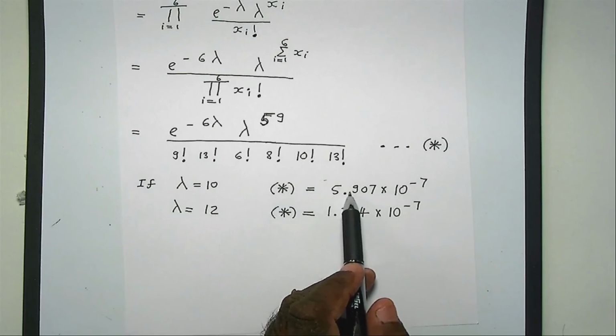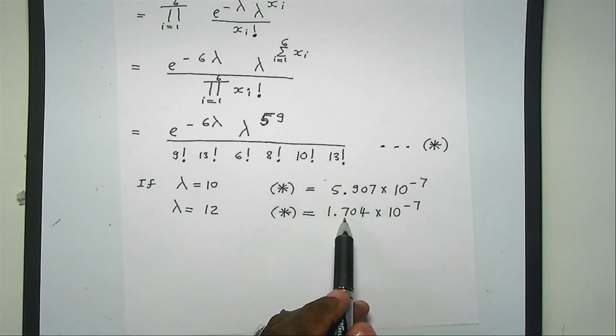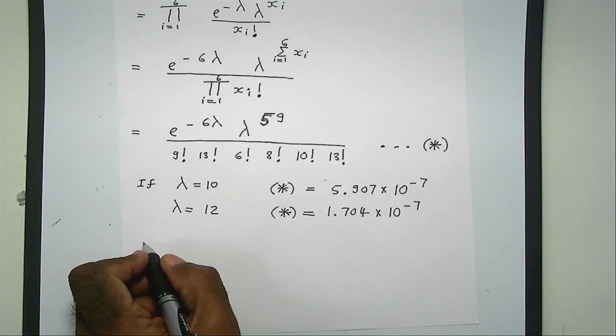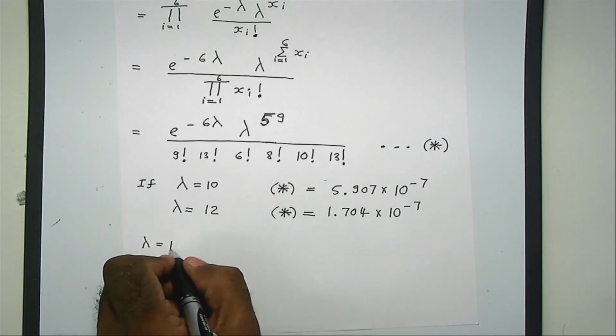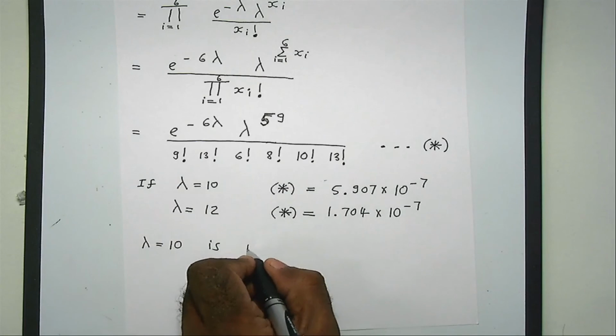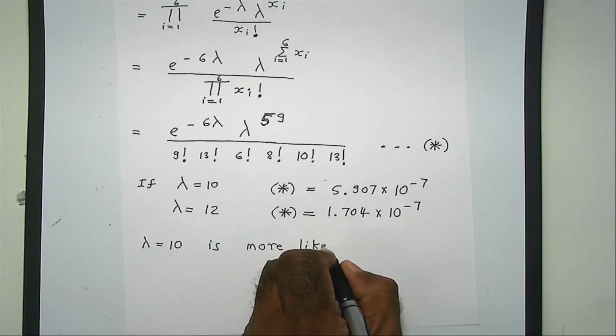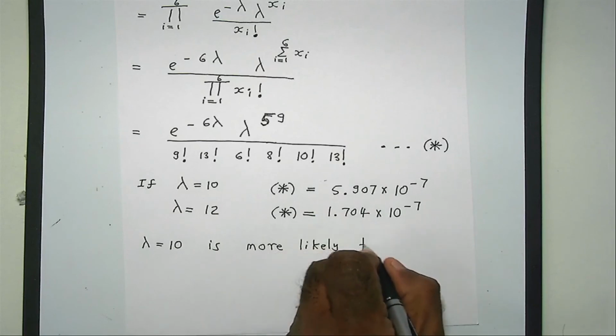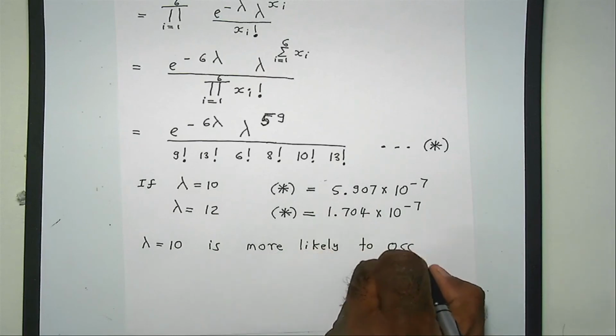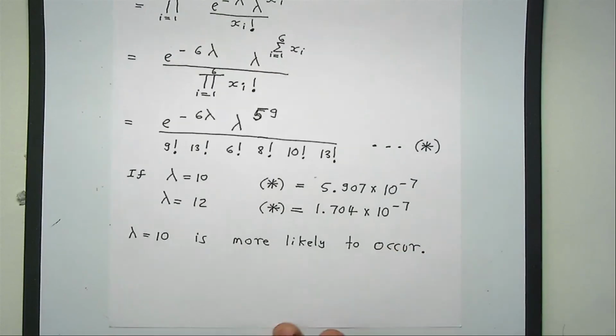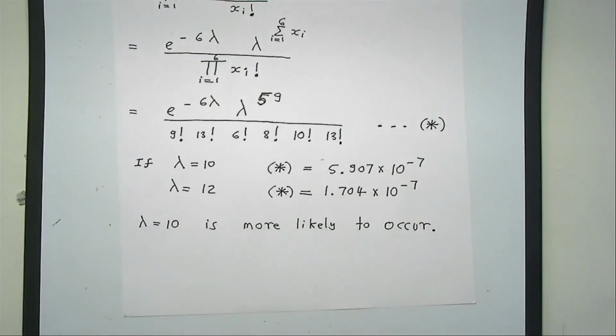Clearly, this one is bigger than this, right? So the answer is lambda equal to 10 is more likely to occur. This completes the solutions to question 7 and also completes the solutions to tutorial sheet 2.